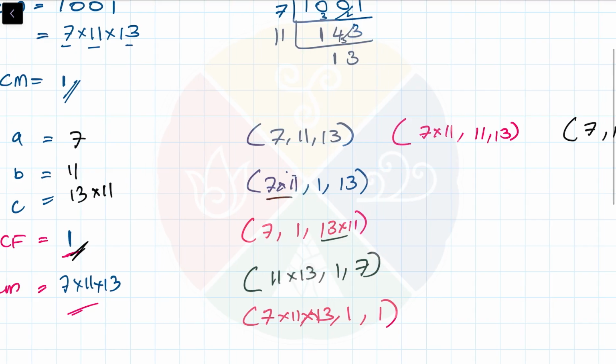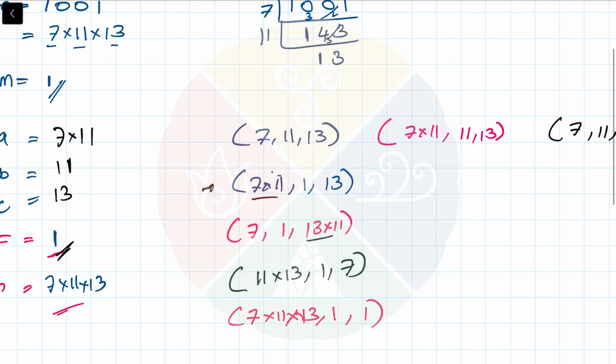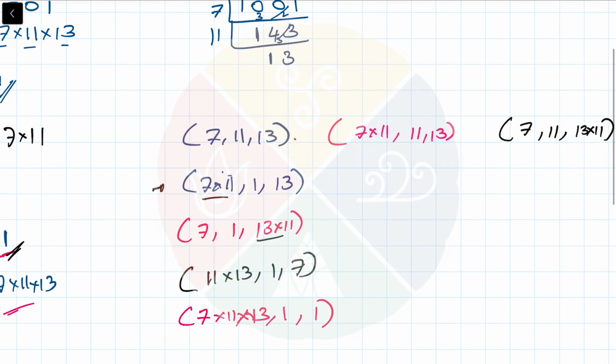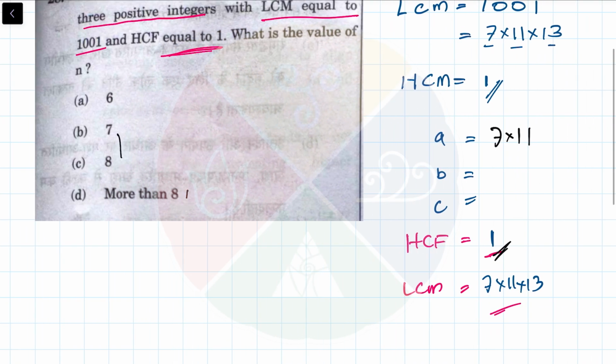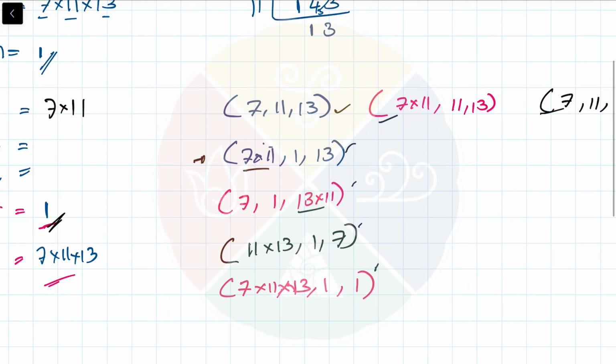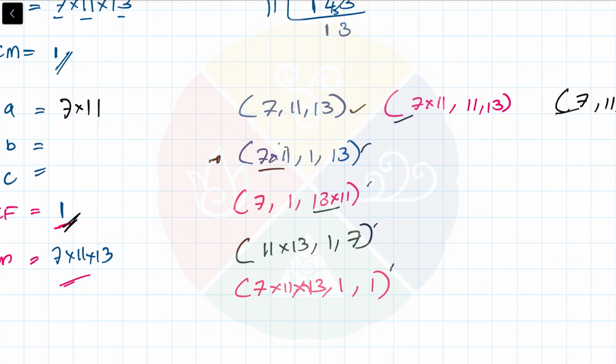Now I can make still more variations of the same thing from the second set, that was 7 into 11 1 13. Here also, instead of this 1, if I take 11, that's already taken, right? It's already here. Okay, let's just check the answers. So right now, how many combinations have I found? 1 2 3 4 5 6. I already found 7, 8, more than 8.